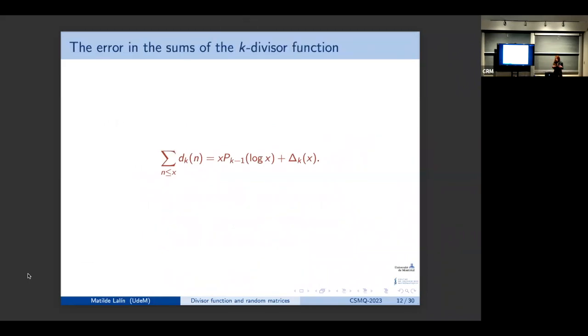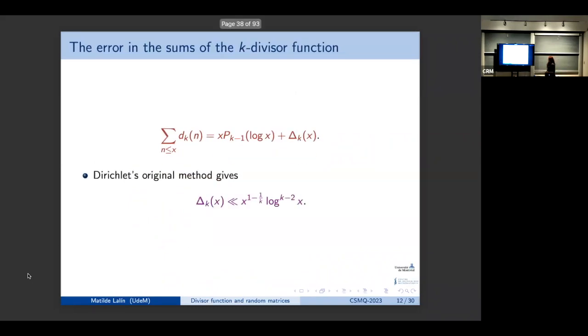Now, if we want to understand this type of formula better, then really we have to understand the error term. So the question is, what can we say about the error term? Well, the Dirichlet method gives that the error term is essentially bounded by x to the 1 minus 1 over k times a power of log of x. The one we did in detail was with k equals 2, and we had the square root of x, so that is consistent.